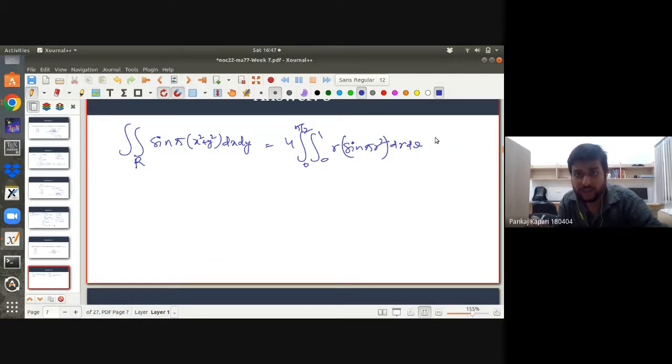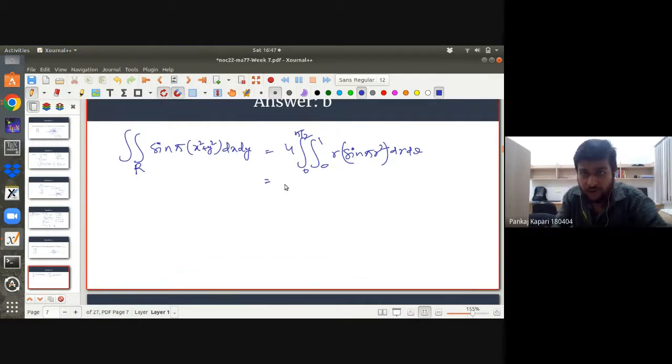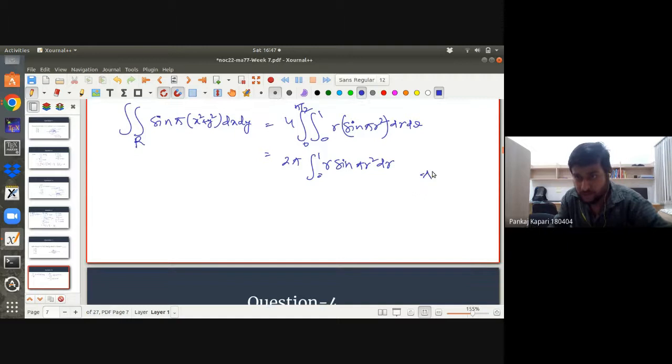Okay, so in this case, these limits are just constant functions. So you can write them as a product of two integrals. So theta, if you integrate, you'll just get 2 pi, from 0 to 1 of sin(pi r squared). Let's again substitute pi r squared equal to t.